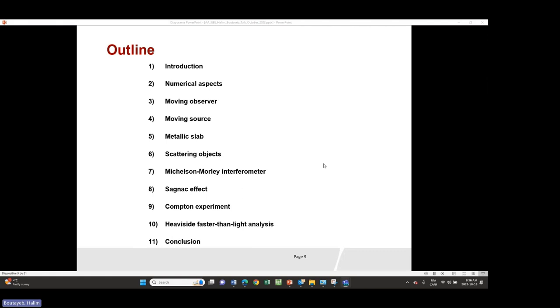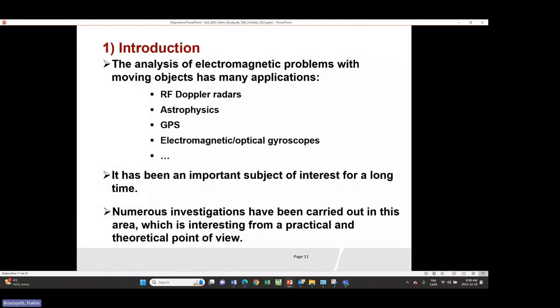Sorry. So the Sagnac effect, Compton experiment, Heaviside faster than light analysis, and then conclusion. So let's start with the introduction. The analysis of electromagnetic problems with moving objects has many applications, such as RF Doppler radars, astrophysics, the global positioning system, electromagnetic optical gyroscopes, and many others. It has been an important subject of interest for a very long time. Numerous investigations have been carried out in this area, which is interesting from a practical and also from a theoretical point of view.